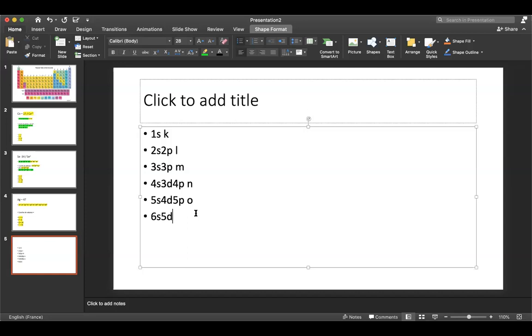5d. Then you're going to have 4f. Then you have your 5p. Where is the 5p? 5, but 5p, like that. So as you increase shells, the number can also increase. So what I've just done here is what we are calling la règle de construction.